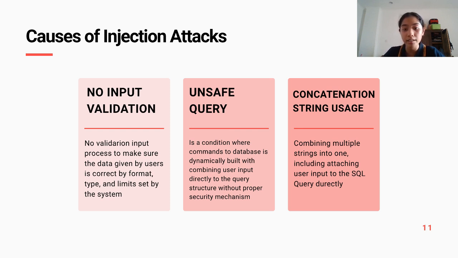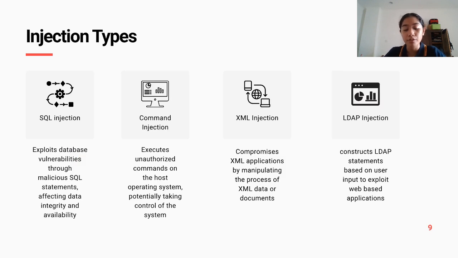There are some injection types. The first one is SQL injection, which is an injection that exploits database vulnerabilities through malicious SQL statements, affecting data integrity and availability. And then there is command injection, which executes unauthorized commands on the host operating system, and XML injection, which compromises XML applications by manipulating the processing of XML data or documents. And then the last one is LDAP injection, which constructs LDAP statements based on user input to exploit web-based applications. Now these are just four. There are still many types, but I will only cover these.